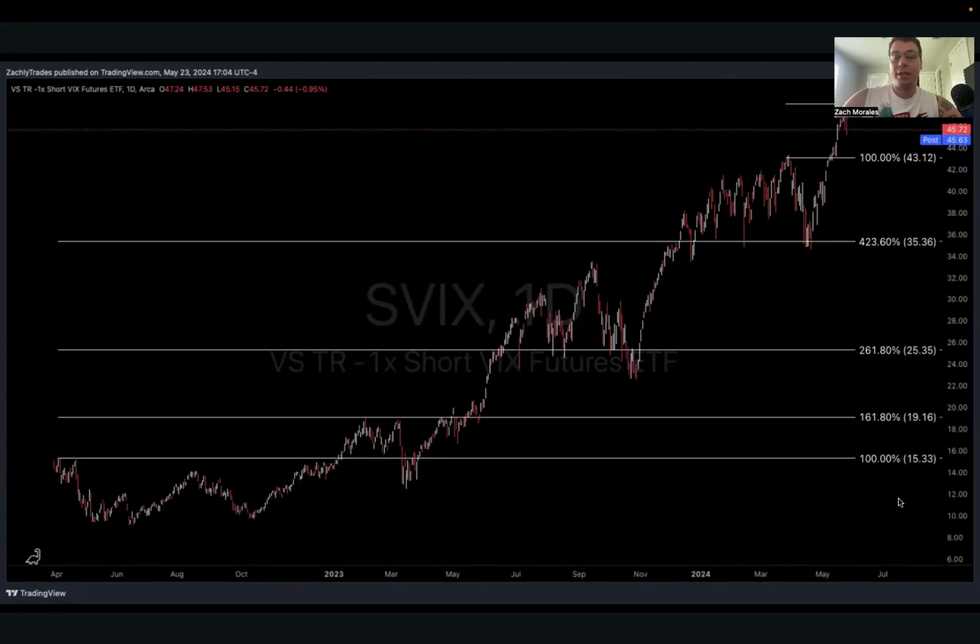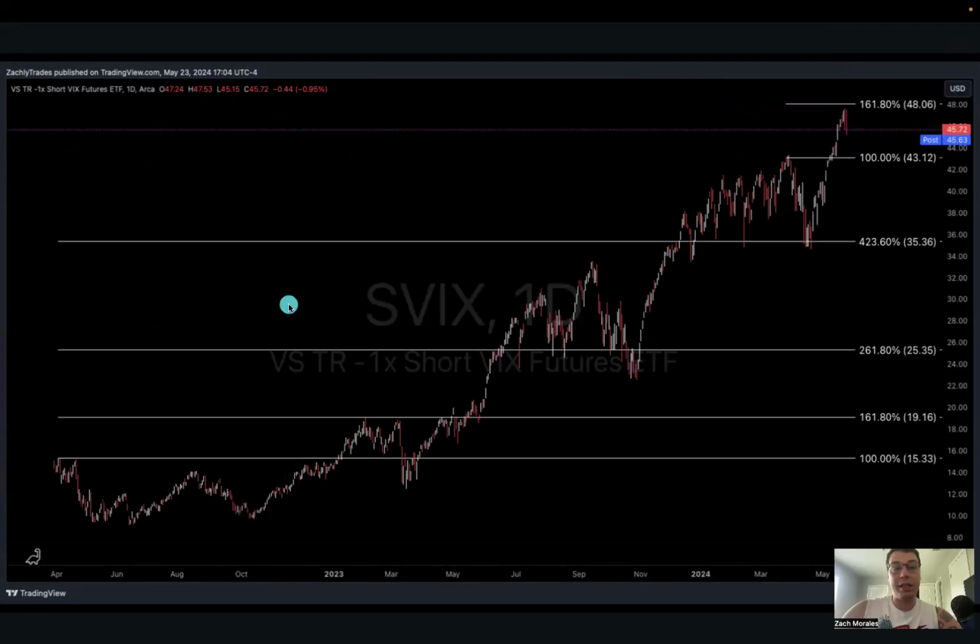So the SVIX, this is going to be the short VIX futures ETF. If this is going up, it means that volatility is going down, or people are betting on volatility to go down. We spotted yesterday that we had a really red candlestick, a bearish engulfing candlestick, which is a bearish candlestick pattern that oftentimes leads to further downside. And sure enough, we're seeing further downside in the SVIX.